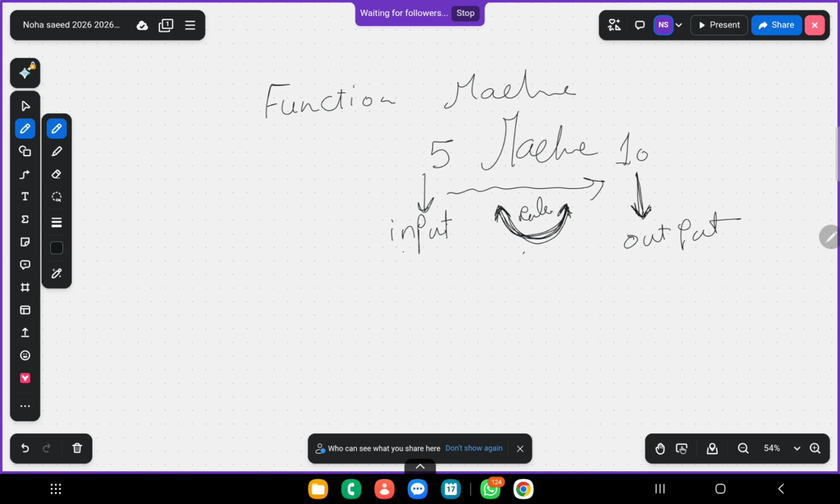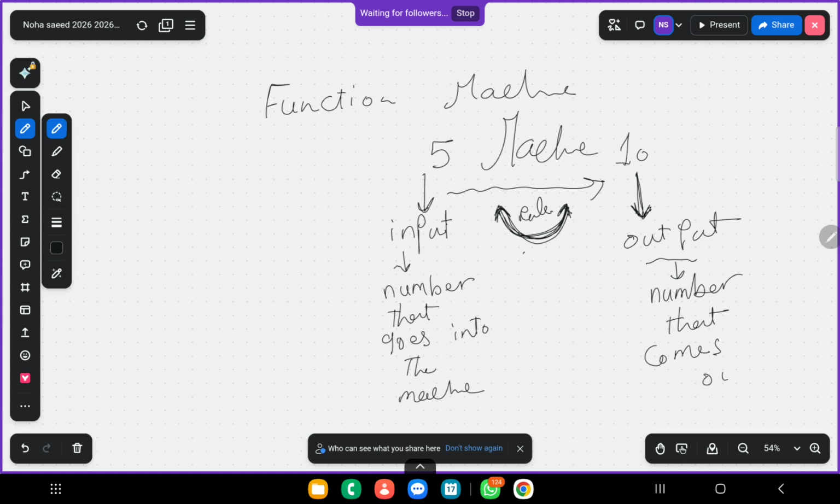Okay, so if I ask you what the parts of the function machine are, the parts of the function machine are first the input. What is the input? Input is the number that goes into the machine. What is the output? Output is the number that comes out. Okay, what about the rule? The rule is the operation the machine does. Is it okay? Very good.